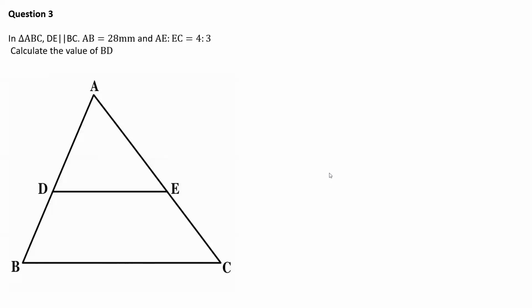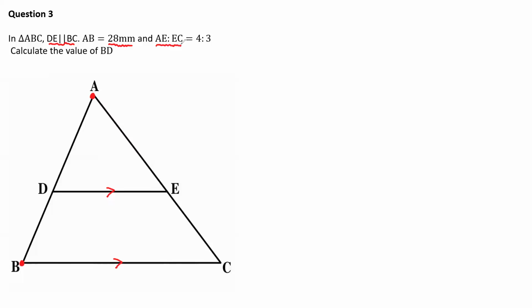In triangle ABC, there's my triangle, ABC. DE is parallel to BC. Now, I need to put that on the diagram. They've given me that as a statement, so I need to make sure that it's cleared up there. DE parallel to BC. AB, in other words, from here to there, is 28 millimeters, while AE to EC is 4:3. Listen to this.